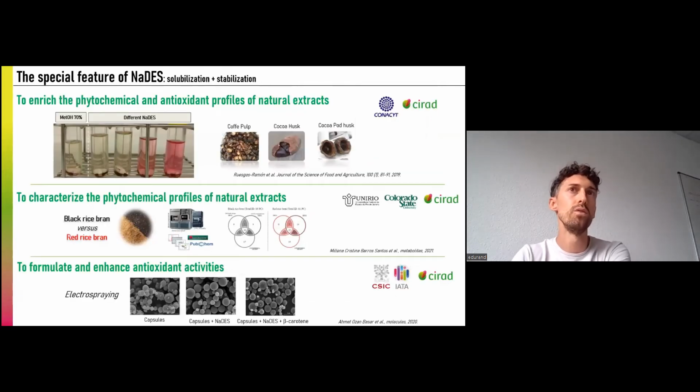So in our team, we use NaDES for different applications. The first one was to enrich the phytochemical and antioxidant profile of natural extracts. Here are different examples of this work on coffee and cocoa, different core products, byproducts, or waste. We also use natural deep eutectic solvent to characterize the phytochemical profile of natural extracts. So in comparison to the traditional method with ethanol and water, we try to implement natural deep eutectic solvent to improve the molecular fingerprint of extracts.